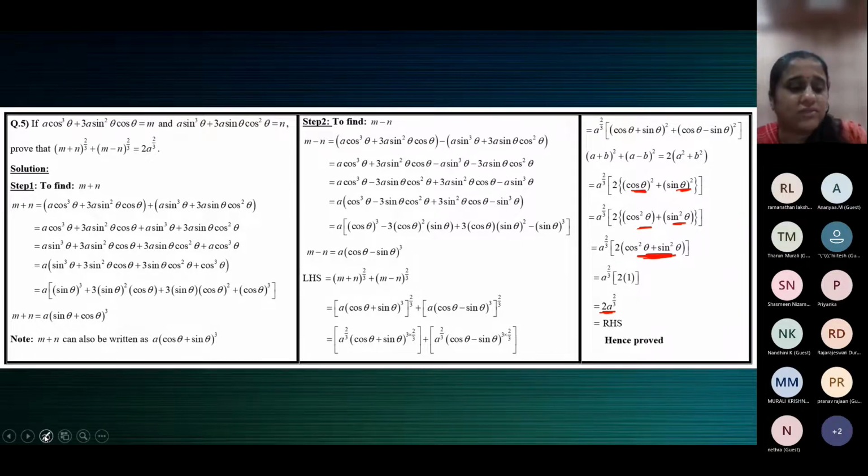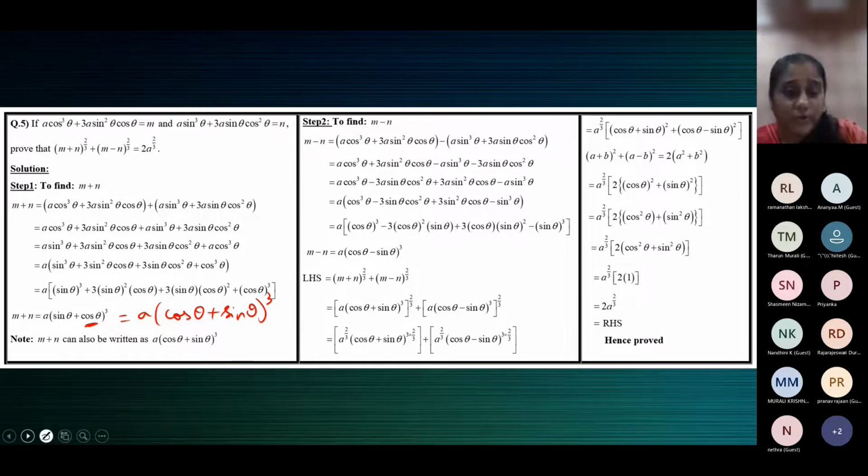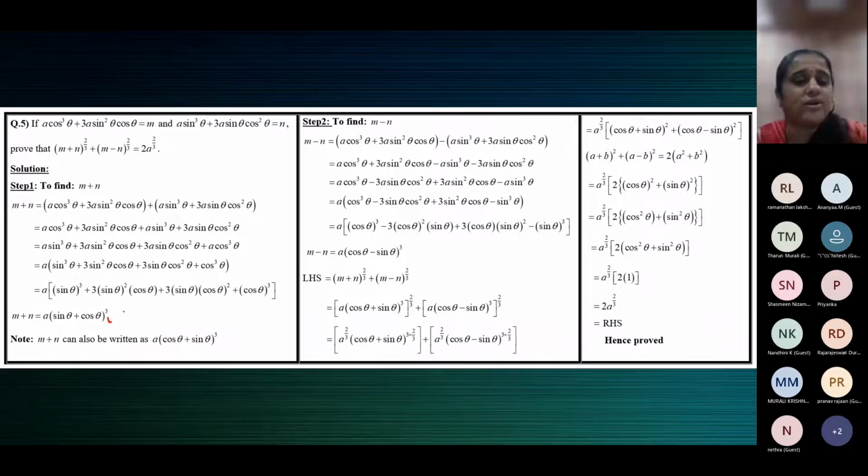One thing I forgot to tell you: since here it is cos theta minus sin theta the whole cubed, here we take this as cos theta plus sin theta the whole cubed while substituting. At this point, you will not know that you should write it as a into cos theta plus sin theta the whole cube. If I just told you to write it like that, your question would be how do you know? We don't know. Even I don't know at this point, so I leave it like this.